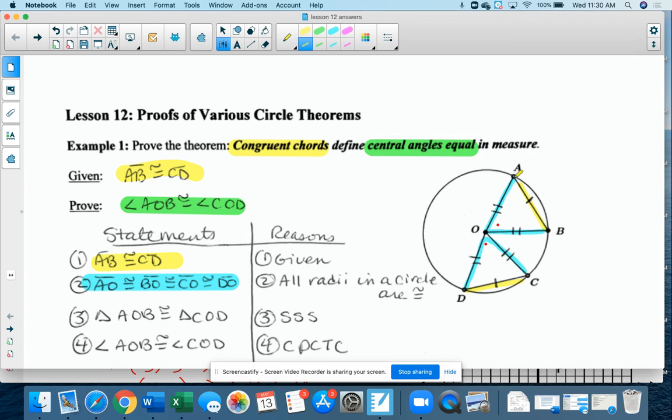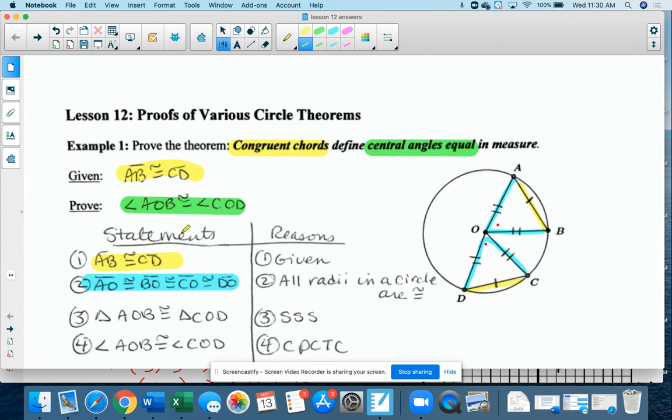What I want to prove is that these central angles are equal. So what's a central angle? Angle AOB, where I have this red dot, and angle COD, where I have this red dot. I'm trying to prove the angles right there are congruent if the chords are congruent. So I'm going to prove these two triangles are congruent. And if the two triangles are congruent, then these corresponding angles have to be congruent by CPCTC.